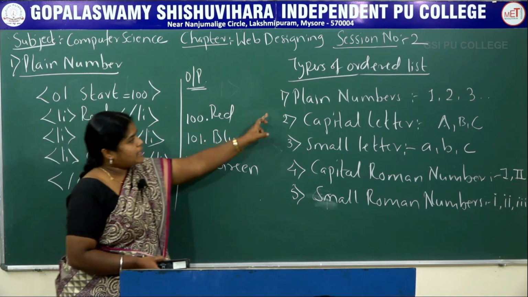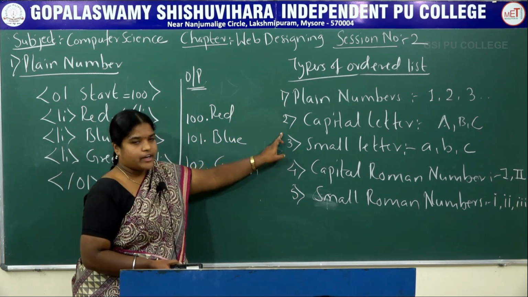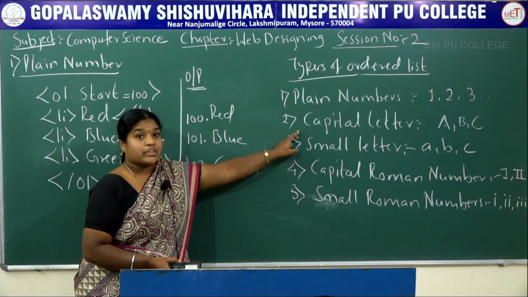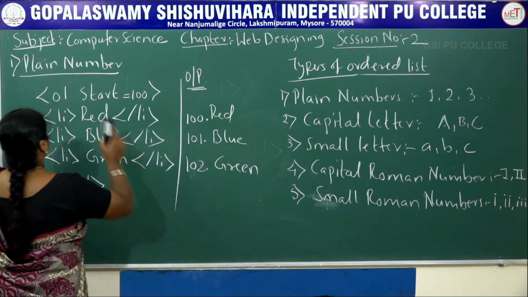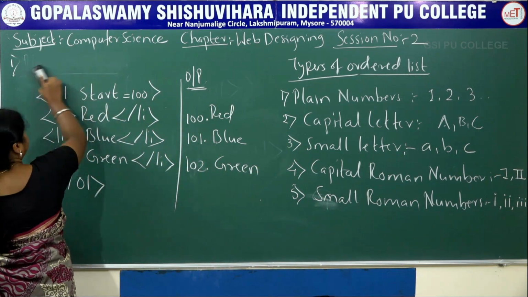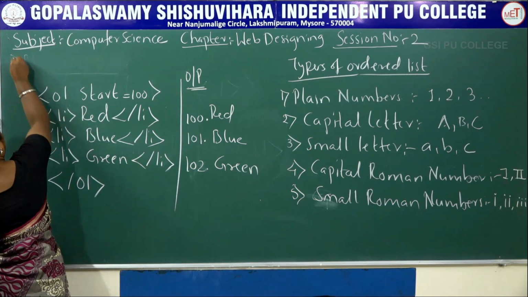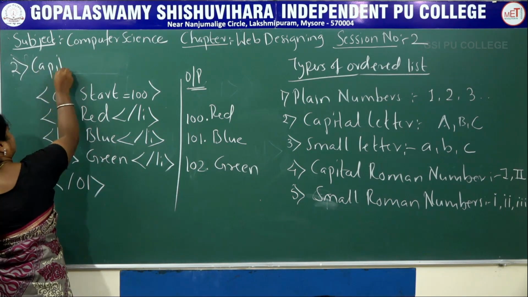Next, after plain numbers, the next way of numbering is capital letters. Let's see how to get the capital letters. So the second one is capital letters.